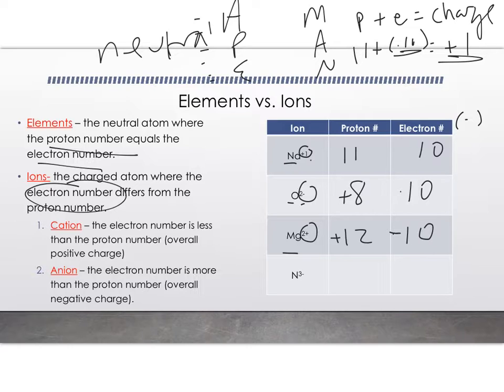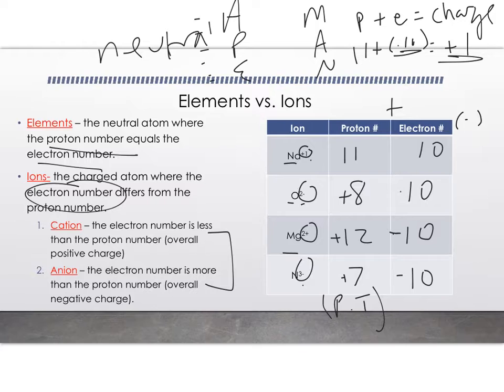And then for nitrogen, the atomic number is 7, looking on the periodic table. That's where I'm getting those values from. And it has a -3 charge, meaning it has 3 more electrons, because a -10 plus a +7 equals an overall -3. So adding the protons and the electron number should lead you to the total charge of your ion. That comes into play where we're identifying cations and anions.